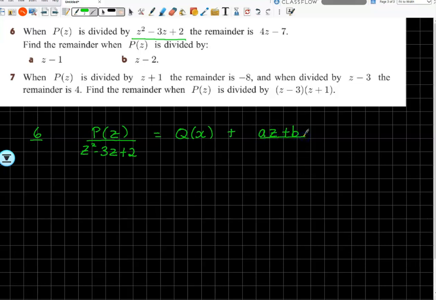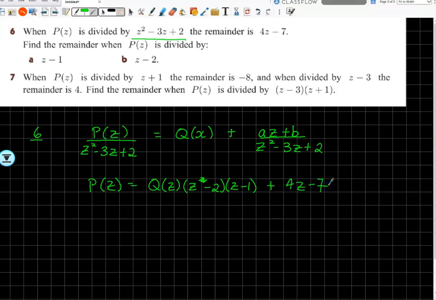So z squared take 3z plus 2. In this case, they are saying the remainder is going to be 4z take 7, right? We're getting there. So therefore, P of z will be Q of z. Now, can I just say for this one, if you factorize that, it will be z take 2, z take 1. Do we agree?